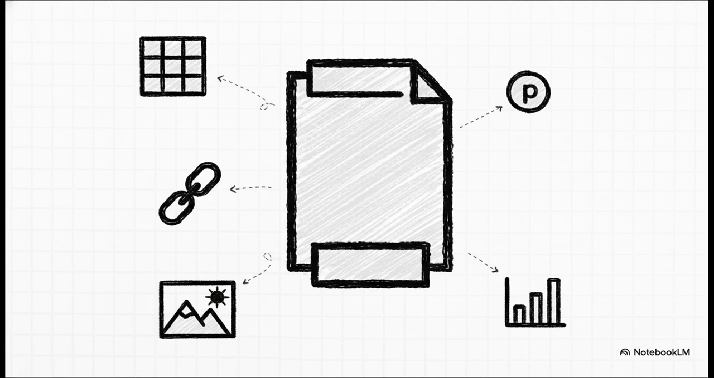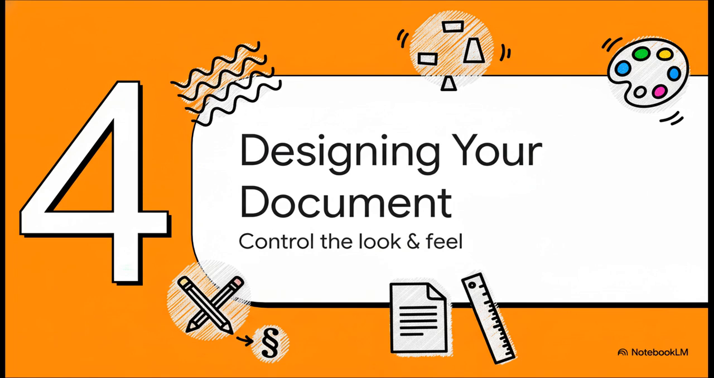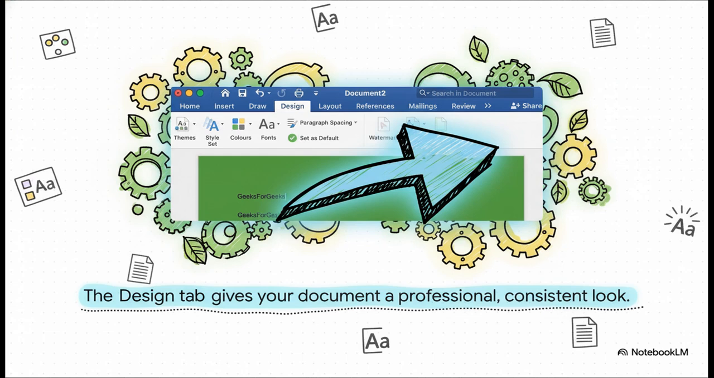Super important stuff. So we've talked about writing stuff and adding stuff. Now let's talk about making it all look good. The aesthetics. This is all about controlling the look and feel of your page so it looks professional and it's easy to read. And for that, we're going to jump over to the Design tab.